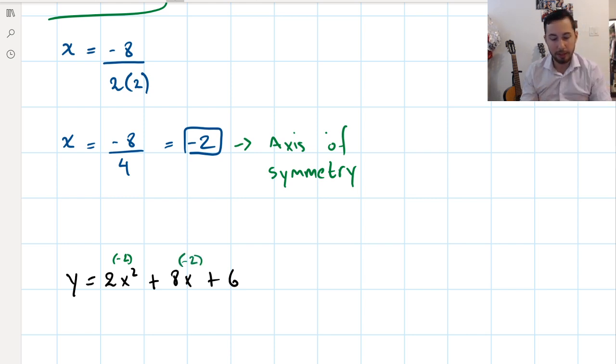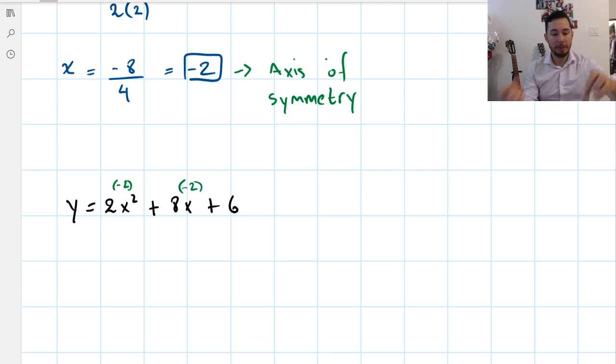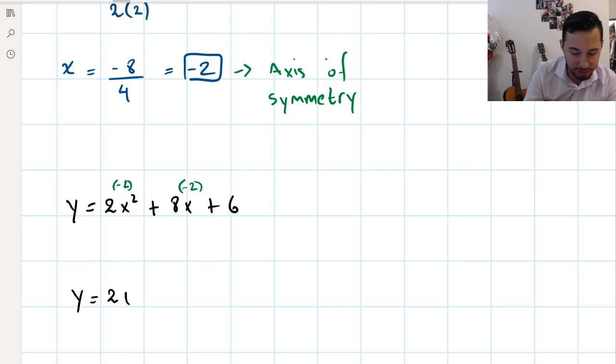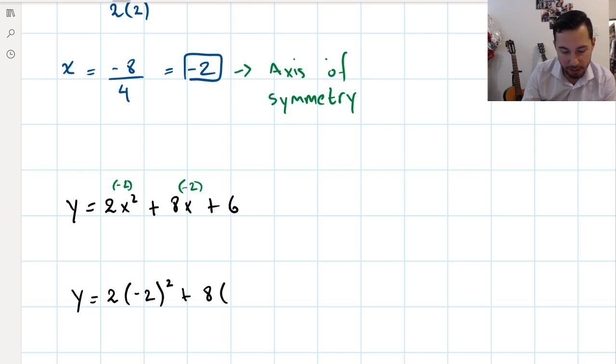And then I'm going to rewrite the whole thing. So all I want to do is plug in the negative 2 and see what that gives me. That is going to give me some y equals to something. Well, what is it equal to? Well, that'll be 2 times negative 2 squared plus 8 times negative 2 plus 6.